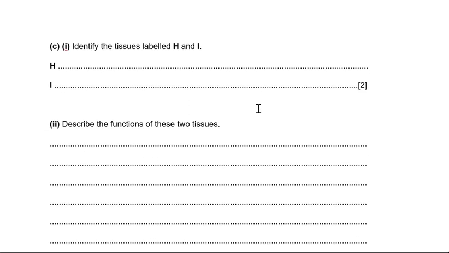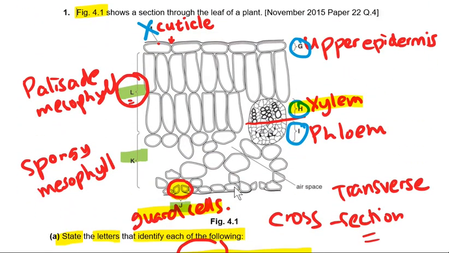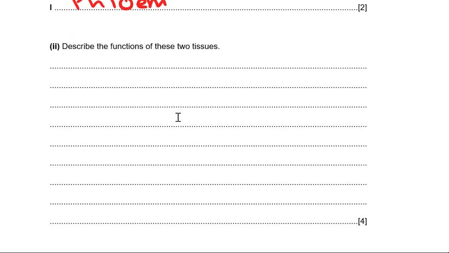Okay, next question, part C, part 1. Identify tissues labeled H and I. So identify means you have to name them. So what was H just now? H and I here, that's your vascular bundle. So the H is the xylem and I is your phloem. Describe the functions of these two tissues, and you have 4 marks. You have actually a lot of things to say. I'm gonna try to make it a bit more simpler. It says these two tissues, so please try to identify which tissue that you want to talk about.